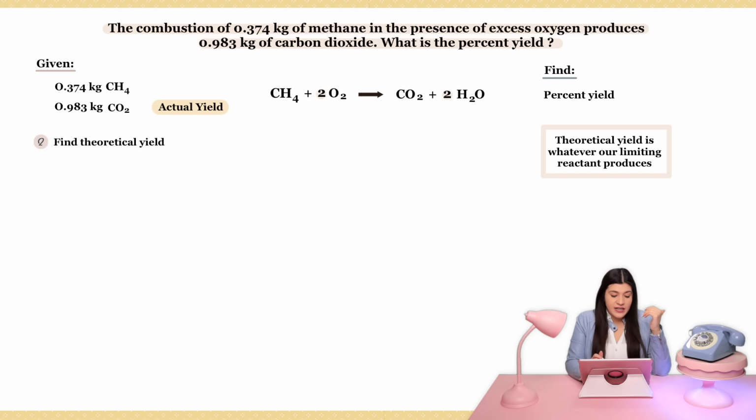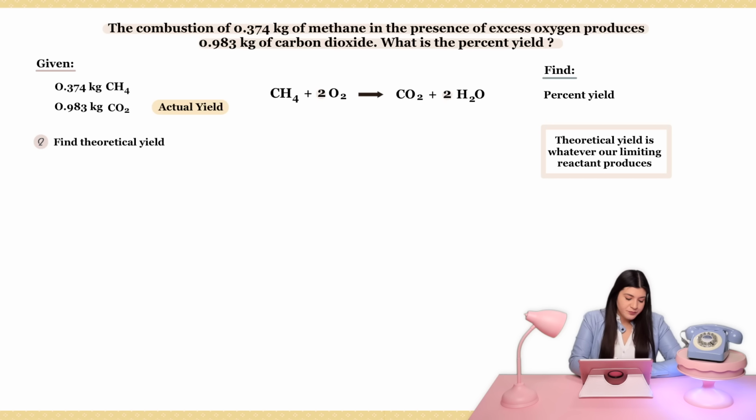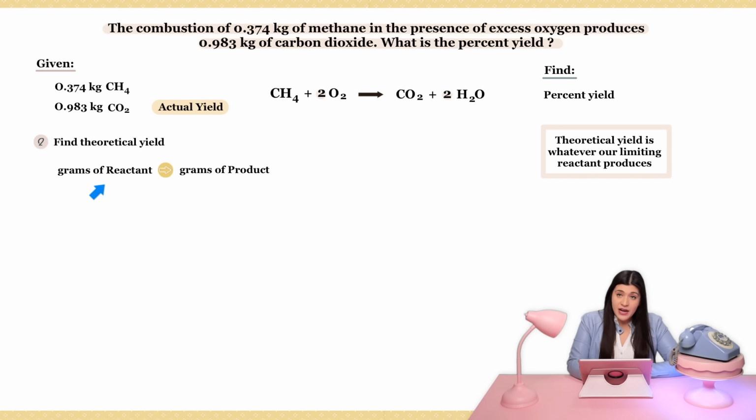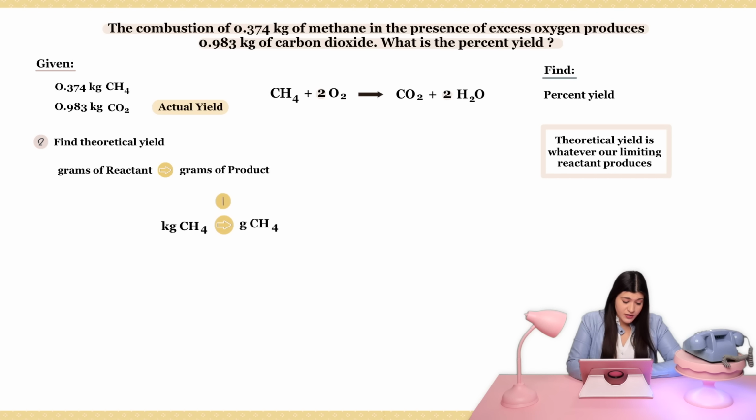So continuing on with finding the theoretical yield, I'm only going to do this once since I'm looking for the theoretical yield specifically of the limiting reactant, which is methane. I'm going to go from grams of my reactant to grams of my product, which is carbon dioxide. Because this is our actual yield, I need the theoretical yield of the same product, which is carbon dioxide. But we have an additional step just because I'm not starting with grams, I'm starting with kilograms. So that's actually what I have to start off with.